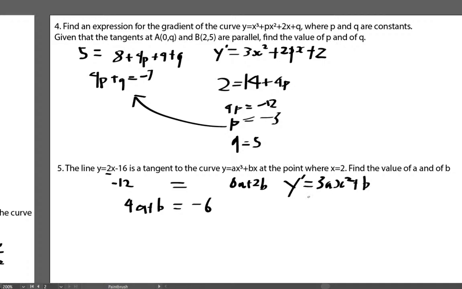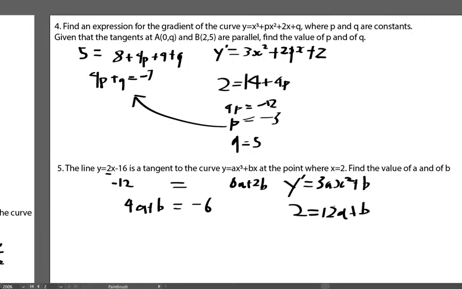The gradient here must equal 2. We know about this fact, or you can just derive this to figure out that the gradient here is 2 all along: 12a plus b. So now we have these two equalities, and we just need to solve for one of them.